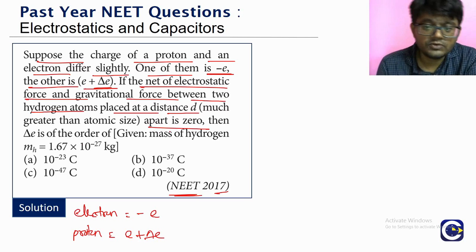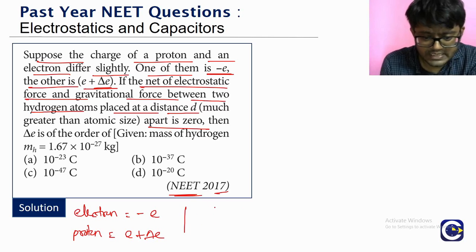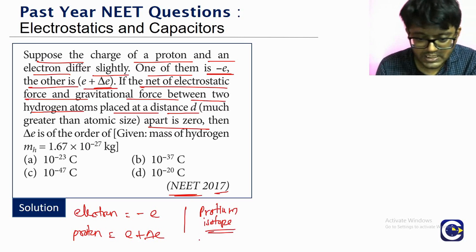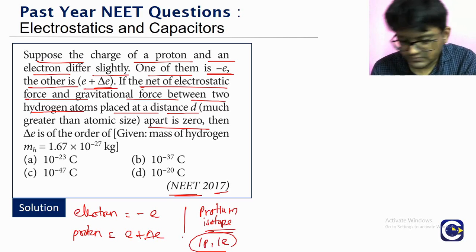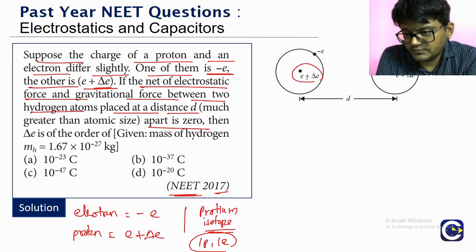So what happens if you keep two hydrogen atoms? Hydrogen atom, we will consider the hydrogen protium isotope. That's what we have to consider generally. Which means it will have one proton and one electron. So if you look at it, the proton will have E plus delta E charge, electron will have minus E. Here also proton E plus delta E, electron minus E.